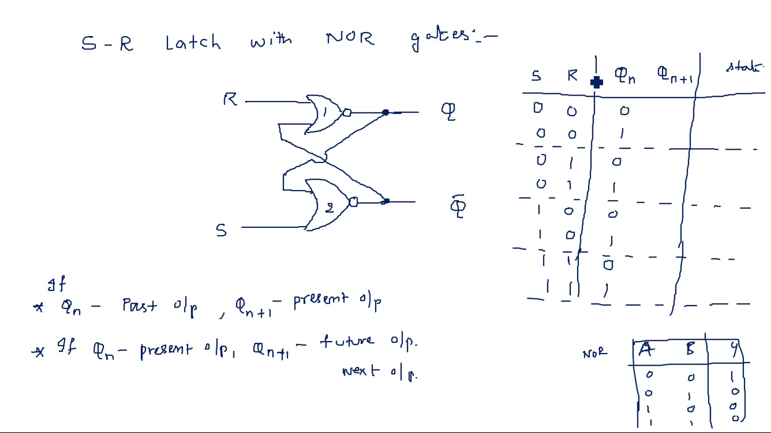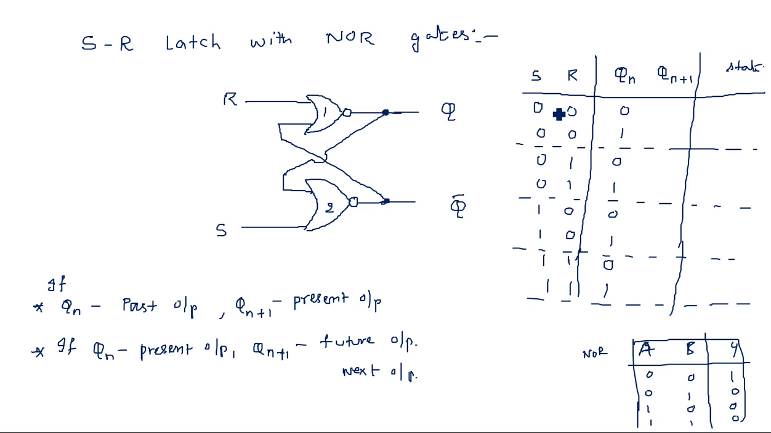See, for the first two states, what is the output Qn plus 1 when S R are zeros and the present state is 0, and when the present state is 1? And what is the output when S R are 0 1 and the present state is 0, and when it is 1? Similarly for 1 0, for Q equal to 0 and Q equal to 1. Every time we are assuming the present state as 0: the present output is 0, what will be the next output? And similarly, the present output is 1, what will be the next output?